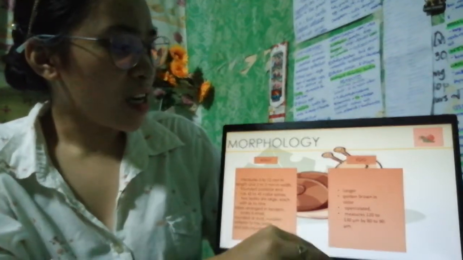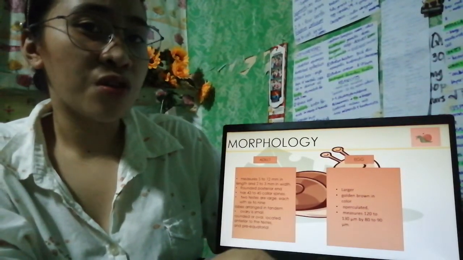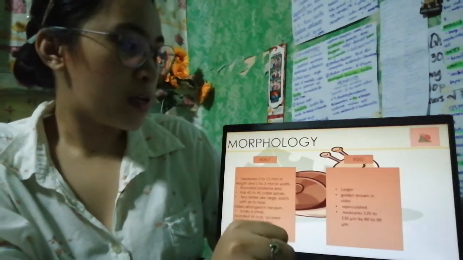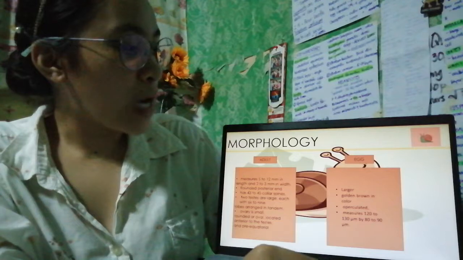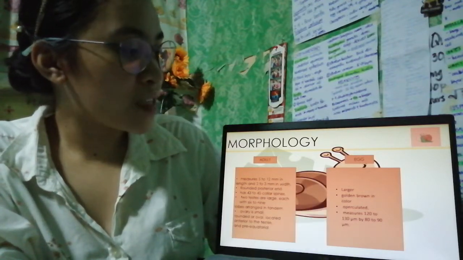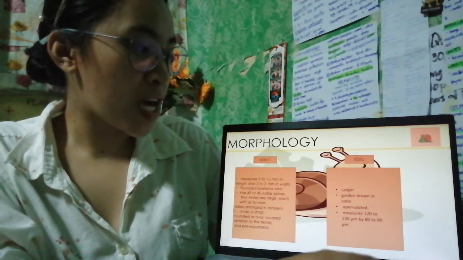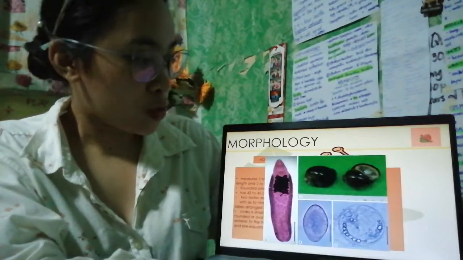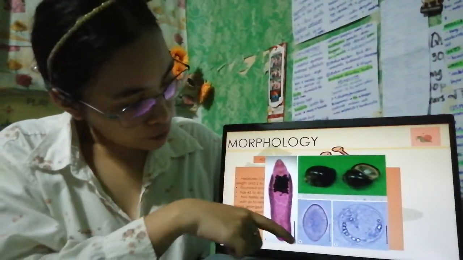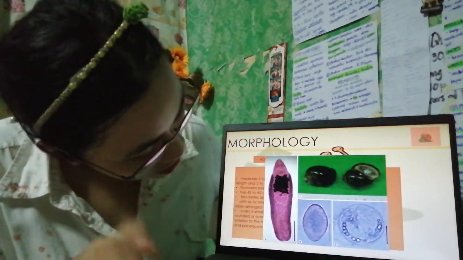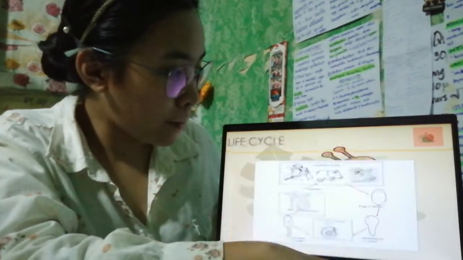While the egg is larger than that of Echinostoma ilocanum, golden brown in color, operculated, and measures 120 to 130 micrometers by 80 to 90 micrometers. So this is the adult, with its eggs, testes, and so on.